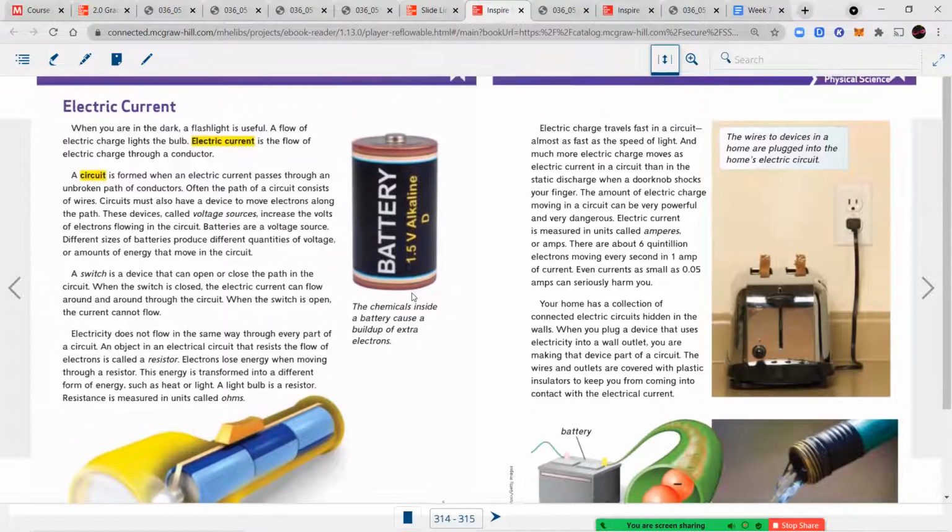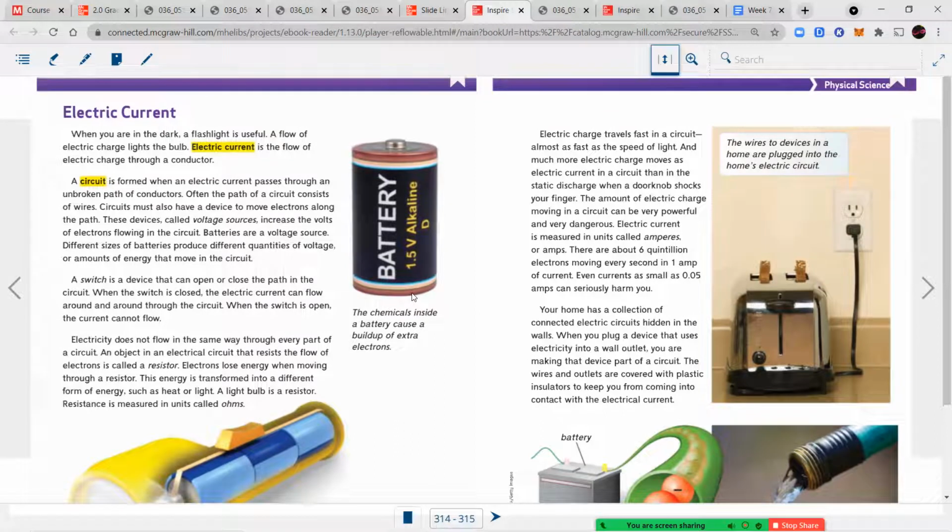So let's go back and review what we just read. We know that an electric current is the flow of an electrical charge through a conductor. So it's constantly passing through it. A circuit is formed when we have an electric current that flows through an unbroken path of conductors, right? That means there's nothing in the way, there's nothing stopping it. It's just continuing to flow on and on. A switch can either open the path, which means it disconnects it, or it closes the path where it reconnects it. And that will either stop the flow of electricity or it will allow it to continue.